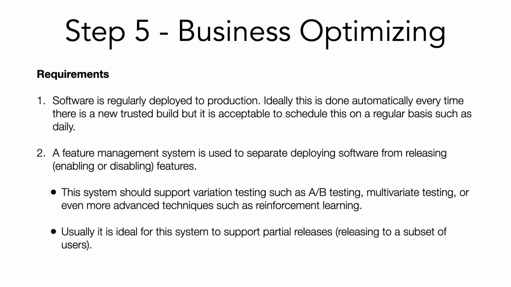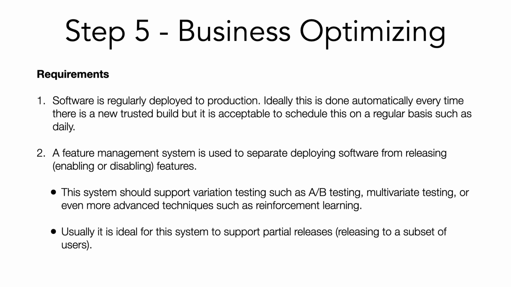Second, you need to adopt a feature management system. Feature management systems separate deploying the software from releasing of features. They allow the business to control the release of features without having to involve development or operations people. Your feature management system should support variation testing, such as A/B testing, multivariate testing, or even more advanced reinforcement techniques such as multi-armed bandits. Ideally, your feature management system will also let you control who you release a feature to.